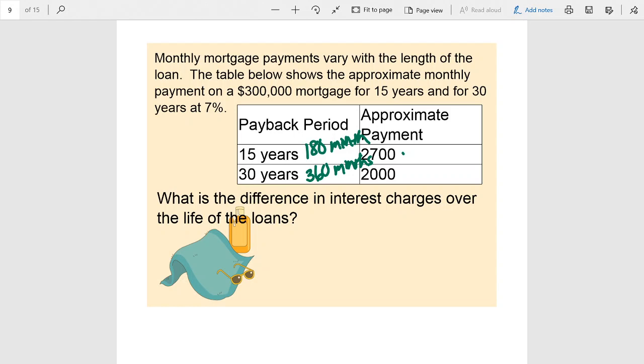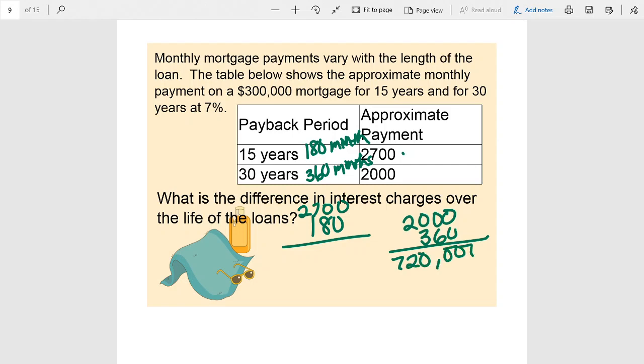So depending on what is available for you, what your family can do, you would choose one of these two options. Well, let's see what the difference is by the end of the loan. So for 180 months, we have to pay $2,700. And for 360 months, we pay $2,000. Now, you should already have that figure from before for that 2,000 times 360. That's $720,000. Go ahead and pause the video to try out 2,700 times 180. You will get $486,000. That is a huge, huge difference.